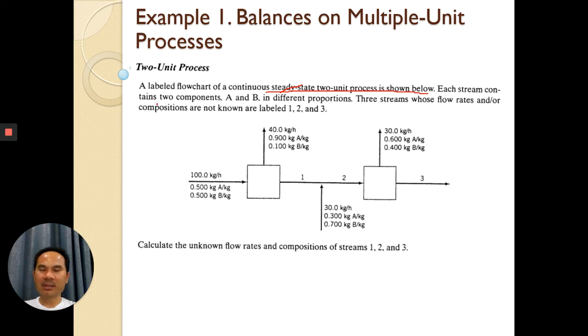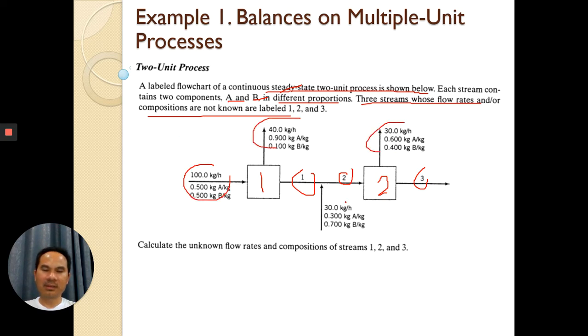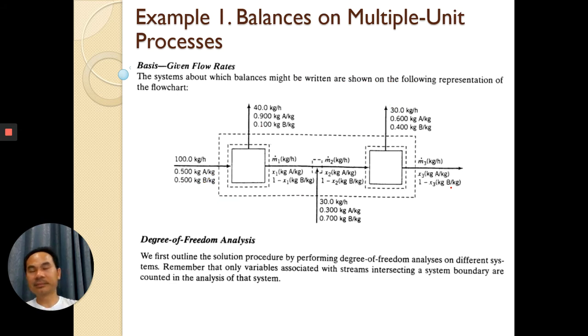Each stream contains two components, A and B, in different proportions. The flow rate and composition of three streams are not known. Stream 1 is the output from unit 1. Stream 2 is after mixing with the feed. Stream 3 is the output of unit 2. These are the unknown streams 1, 2, 3. You know the feed and you know the output. These are multiple units.